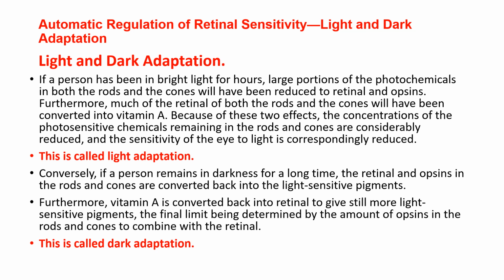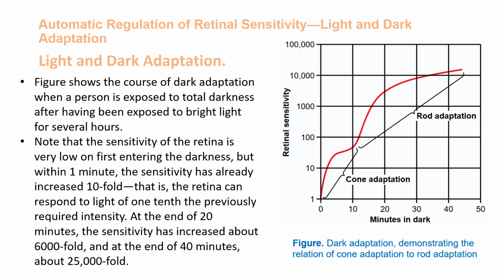Conversely, if a person remains in darkness for a long time, the retinal and opsins in the rods and cones are converted back into the light-sensitive pigments. Furthermore, vitamin A is converted back into retinal to give still more light-sensitive pigments, the final limit being determined by the amount of opsins in the rods and cones to combine with the retinal. This is called dark adaptation. The figure shows the course of dark adaptation when a person is exposed to total darkness after having been exposed to bright light for several hours.